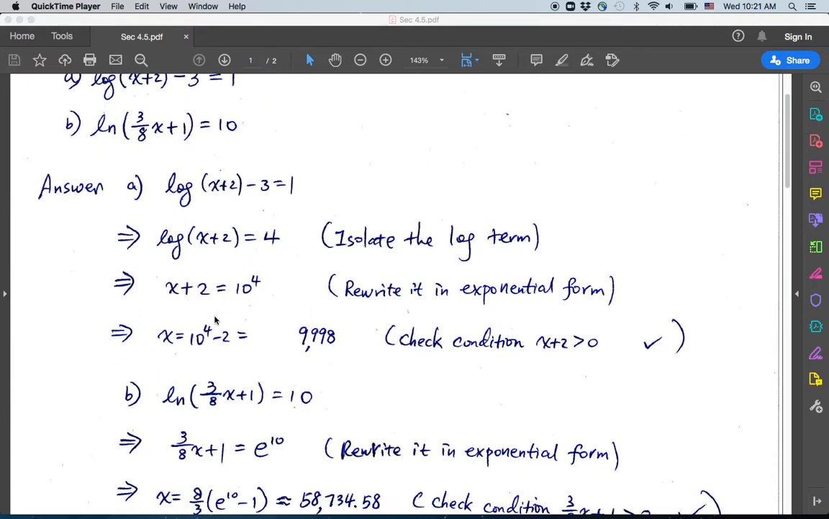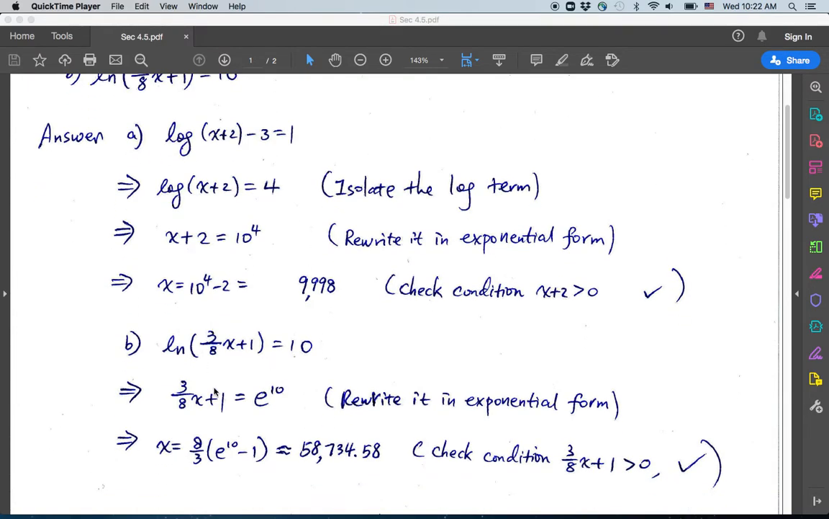So next, let's look at the second one. ln of 3 over 8 times x, plus 1, equals 10. This equation itself already has the ln term isolated on one side. Okay, so we're going to rewrite this in exponential form as we did previously for log with base 10.